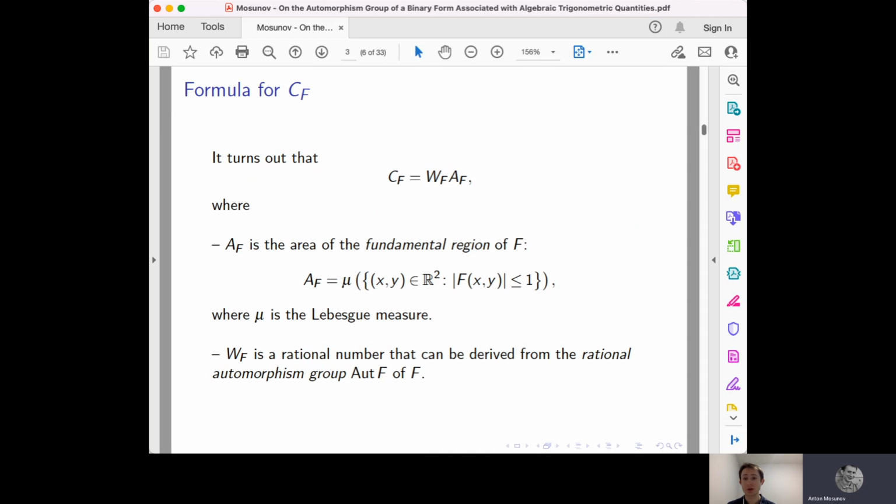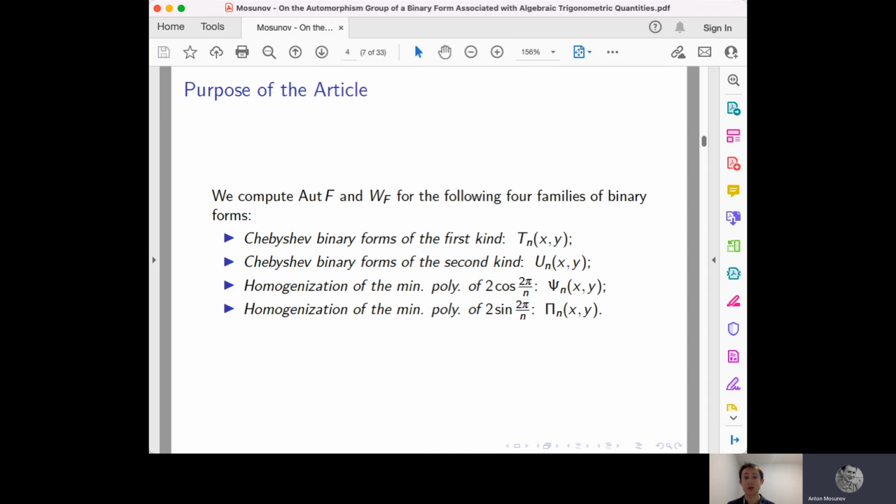Further, they showed that this quantity c sub f is a product of two quantities, w sub f and a sub f, where a sub f is the area of the fundamental region of f, and w sub f is a rational number that can be derived from the rational automorphism group of f. In this paper, we aim to compute the automorphism group and the associated quantity w for the following four families of binary forms: Chebyshev binary forms of the first kind, Chebyshev binary forms of the second kind, homogenizations of the minimal polynomial of twice the cos of 2 pi over n, and homogenizations of the minimal polynomial of twice the sine of 2 pi over n.